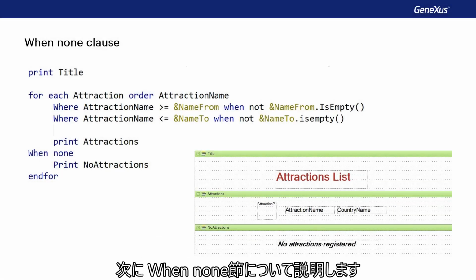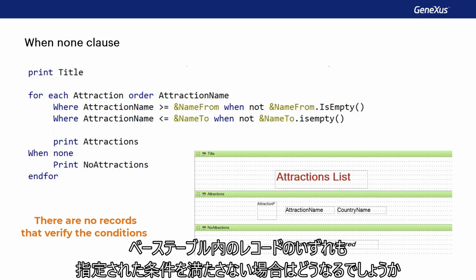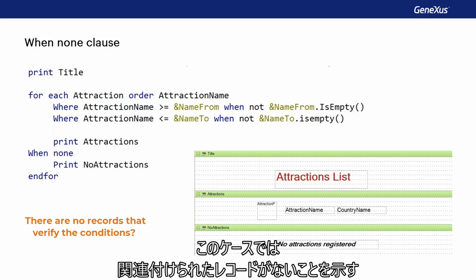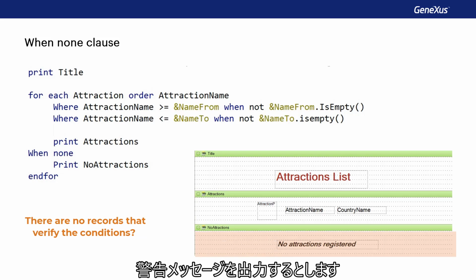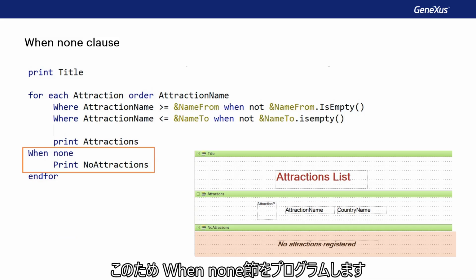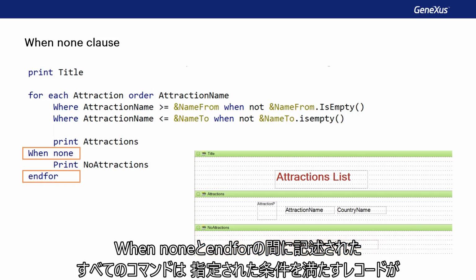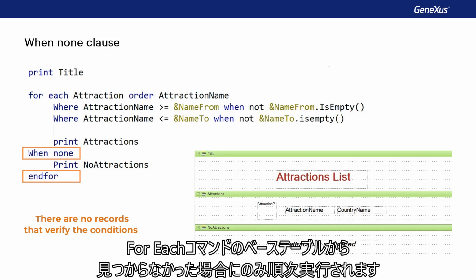Let's now move on to the when none clause. What happens when none of the records in the base table meets the conditions indicated? Let's suppose that in this case, we want to print a warning message on the output saying that there are no associated records. To this end, we'll program the when none clause. All commands written between when none and n4 will be executed sequentially, and only when no records from the base table of the for each command have been found that meet the conditions indicated.